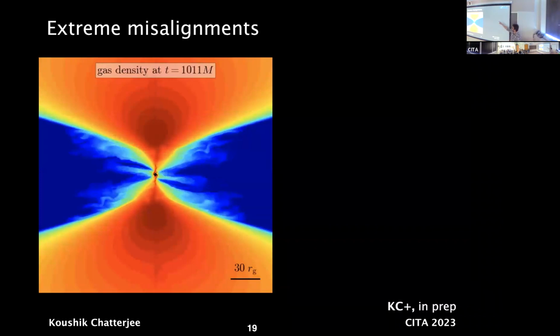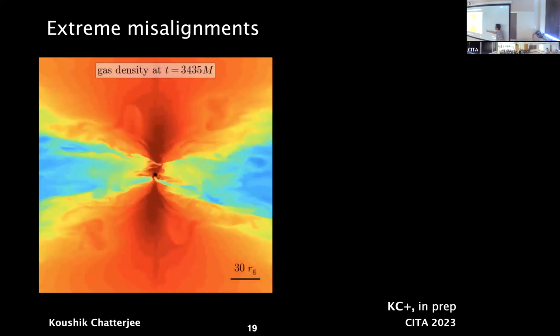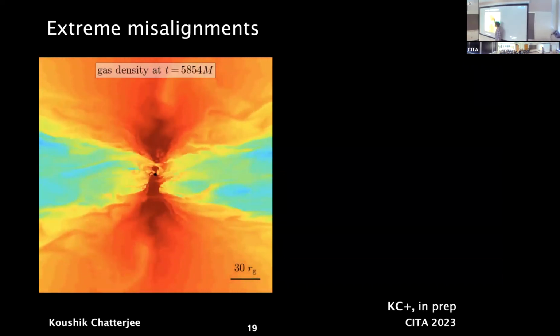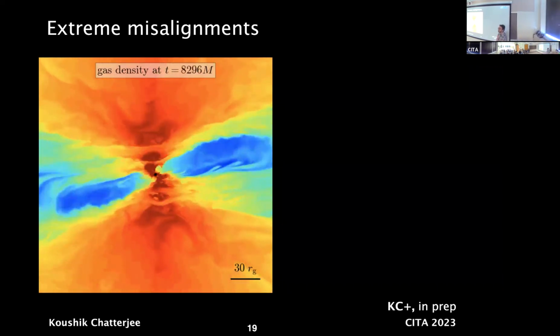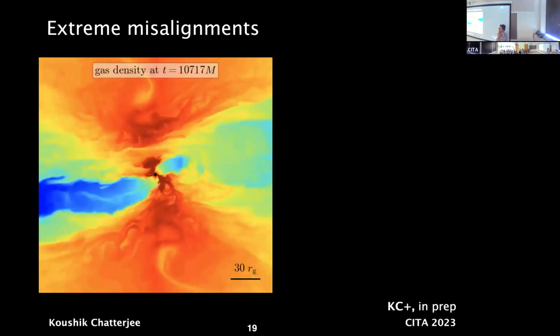And so this is the extreme case that I did, where the black hole is pointing up, but the disk is directly in its way. Is it more difficult to use the math at extreme misalignment? Yes.